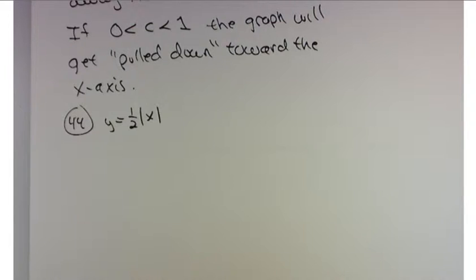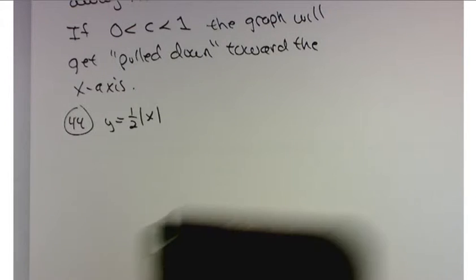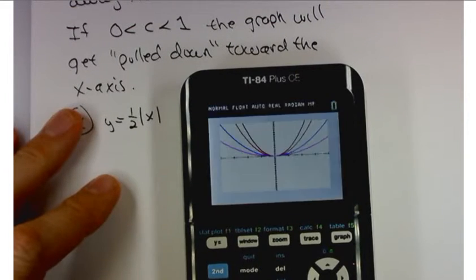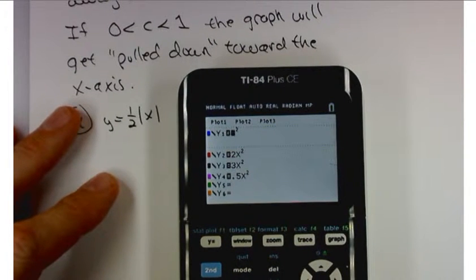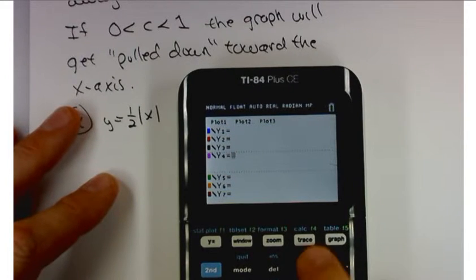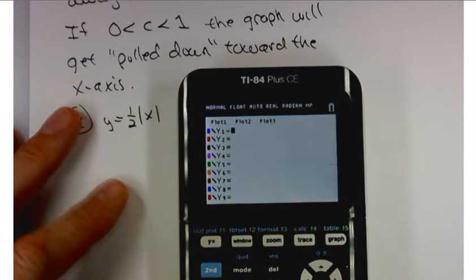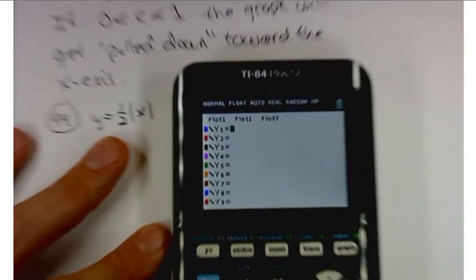In fact, it's not a bad idea to graph this one again on our graphing calculators, mostly as an excuse to remind you or teach you where to find the absolute value. So let me clear out all these old functions. To find the absolute value, press the math key, and then over to the right once. Does it look like there's something promising here?